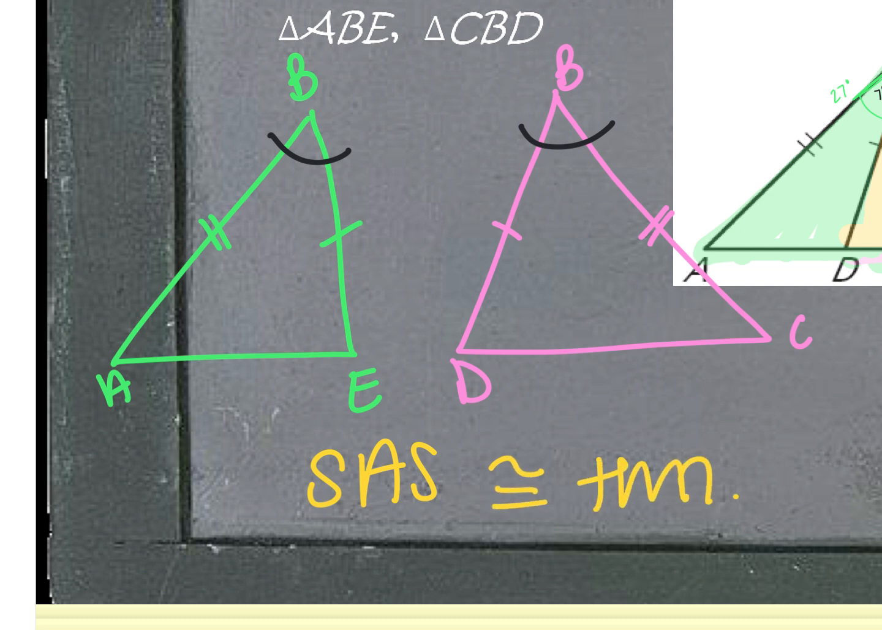So just showing you where everything is. This is one side. That's congruent. This is my angle. That's congruent. And this is my leftover side. That's congruent. So yes, the included angle is in between my sides, so it is considered a side angle side triangle.